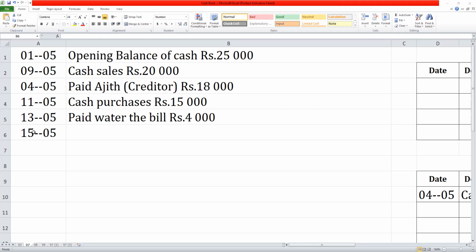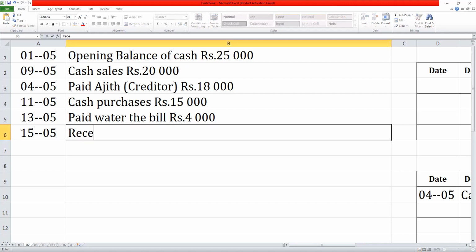Yes, highly appreciate your answers. It is received commissions rupees 6,000. Simply describe it: received commissions rupees 6,000. Now think. Cash book is debited. Then what should we do with the other account? To complete the double entry system, that account has to be credited, right?